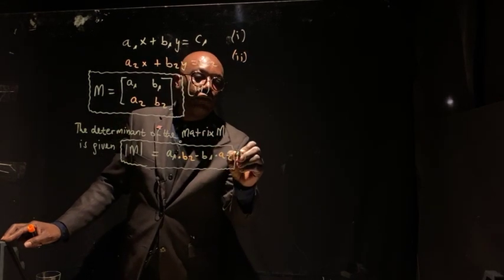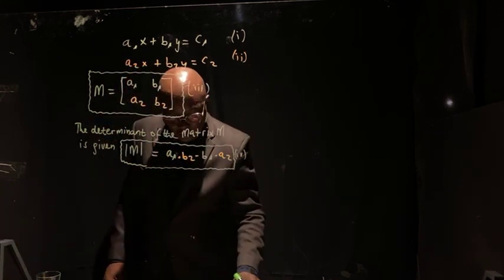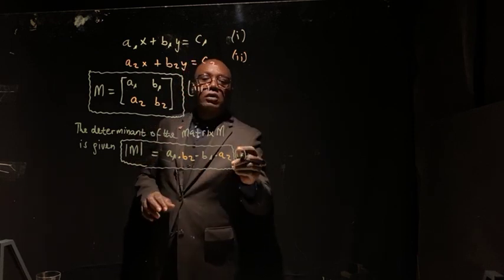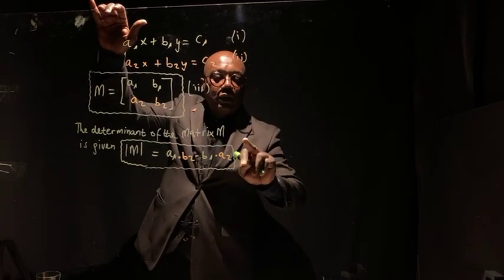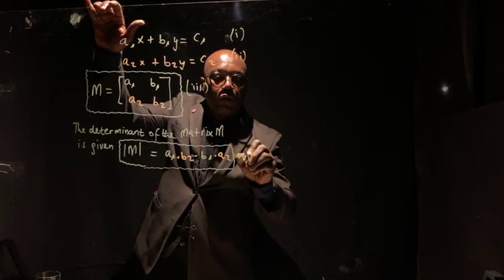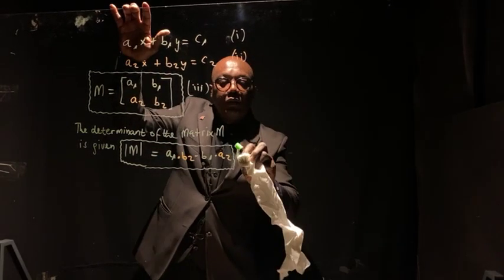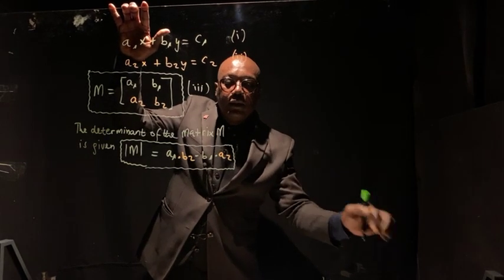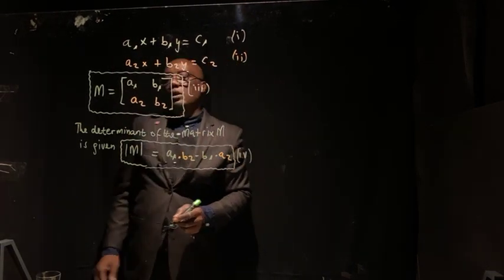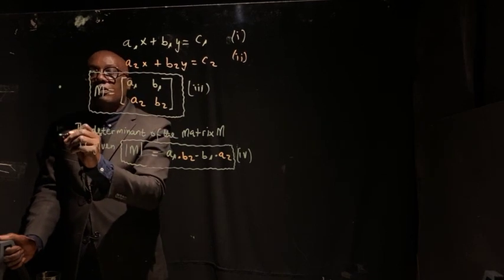Call this one equation 4. Good. Now, this is the determinant of M. Very good. And I call it equation 4. There's another element that I also want you to know. I call this one point 1. I call this one point 2.